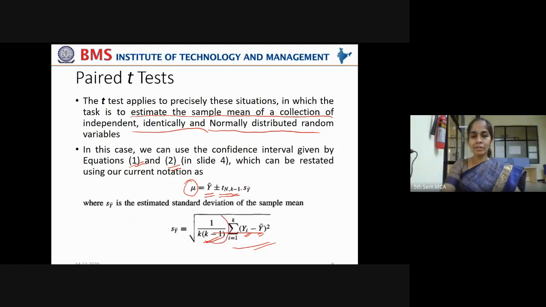And I have also explained why we have taken 1 by k into k minus 1, because you are always reserving one partition for testing and you can't distribute the error on that. So you are distributing the error on k minus 1 partitions.